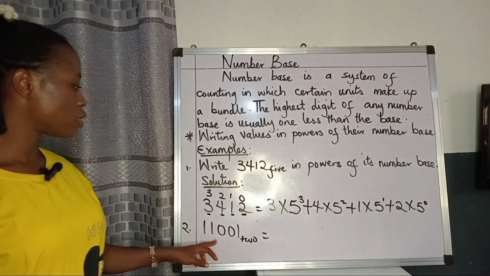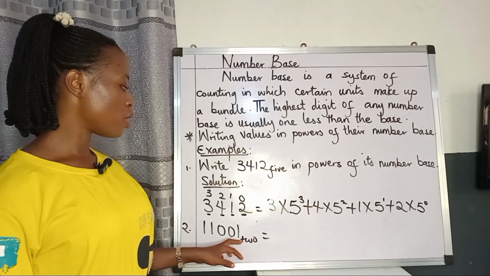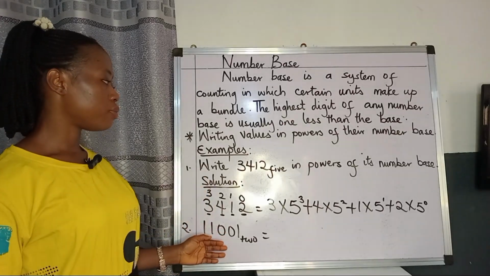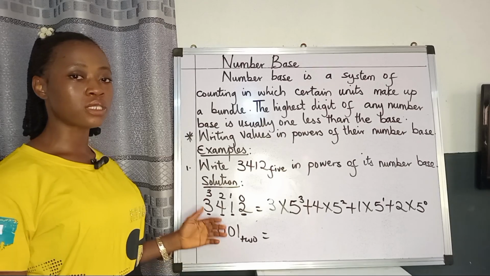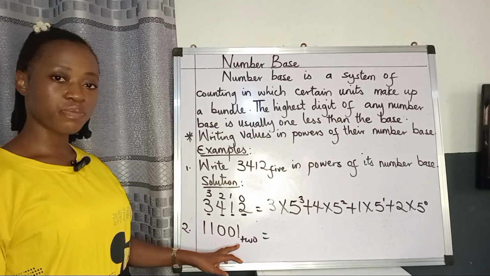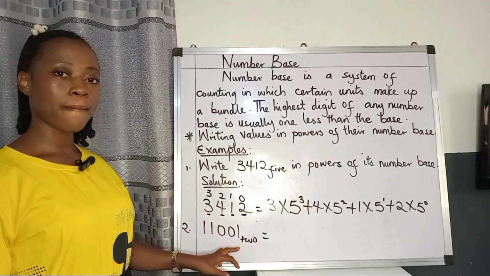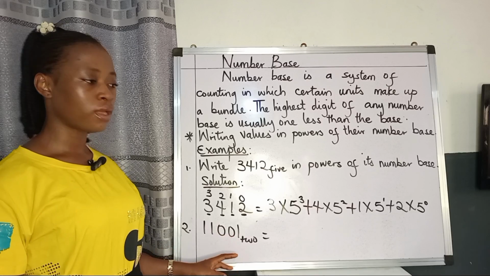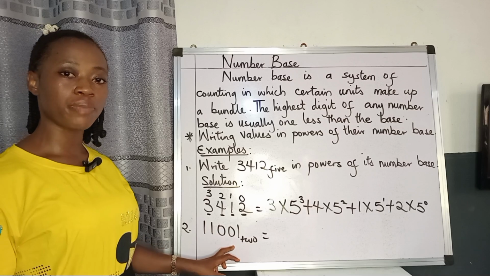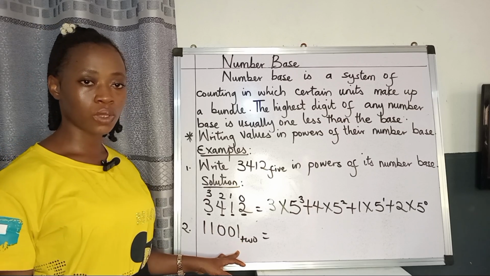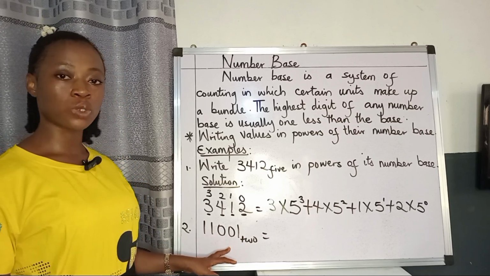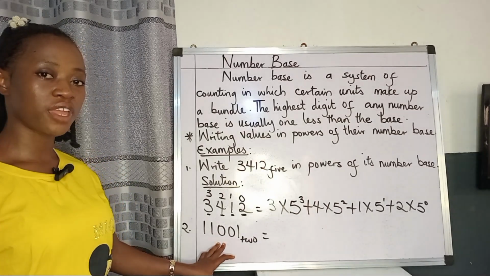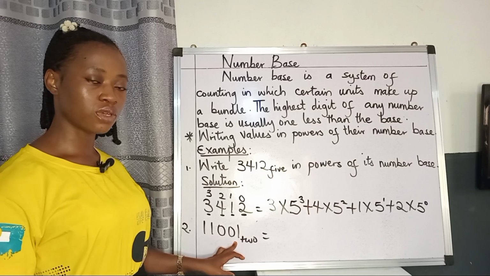We have 11001 in base 2. This number is in base 2, and you're asked to express it in powers of its number base. So the base of this number is 2. Remember, the highest digit of any number base is usually 1 less than the base. Base 2 numbers are called binary numbers, so the digits of base 2 numbers are 0 and 1. You can see the digits we have here are just zeros and 1s.